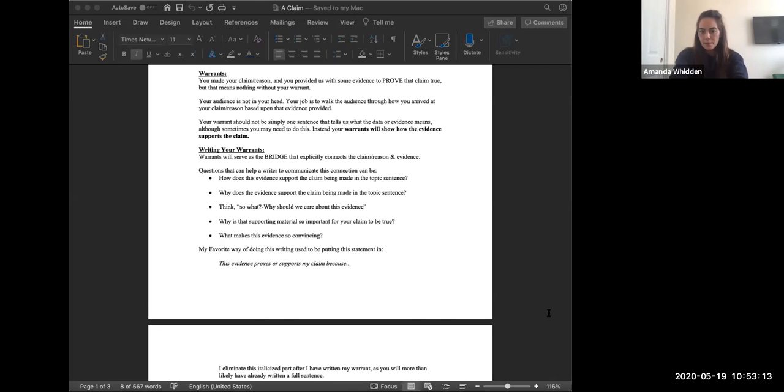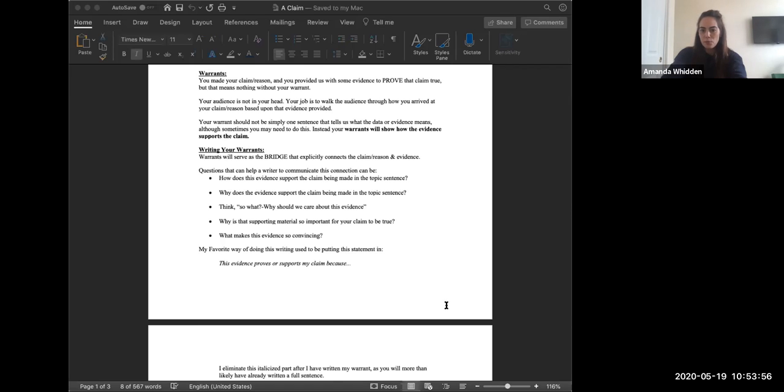Why is this statistic important? Because, if we look at it here, oftentimes you will be able to work your warrant into a simple callback to action. We don't want you to just leave this information with these statistics. I need you to tell me why that statistic is in fact important.